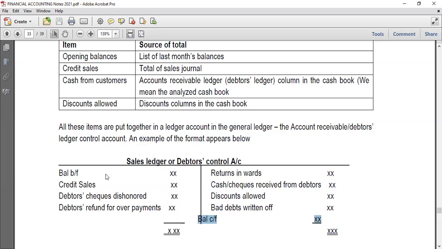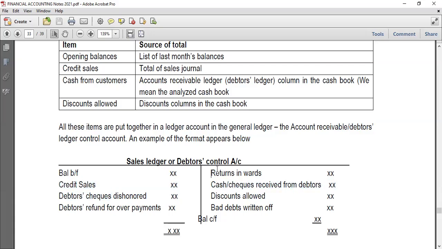So balance brought forward should be on this side, and balance carried forward should be on this other side. Now, once we understand the balances, ours is now to ask ourselves, what increases our debtors? What are some of the things that increase our debtors? The things that increase your debtors are the things that are put on the debit side. Anything that increases your debtors is what is put on the debit side.